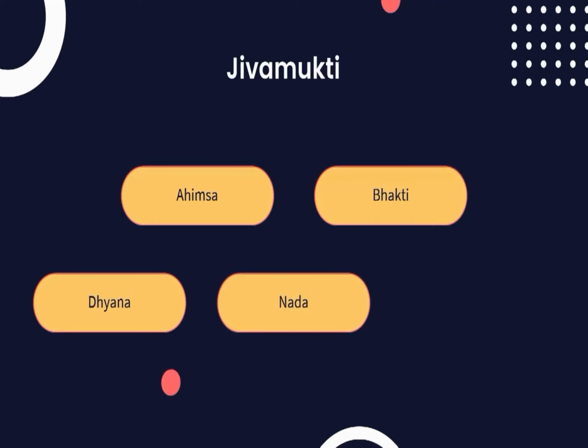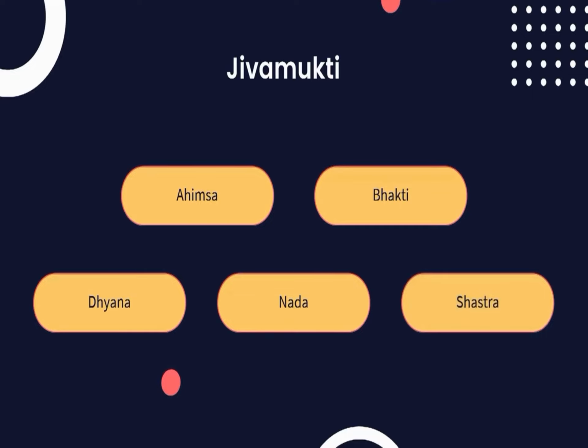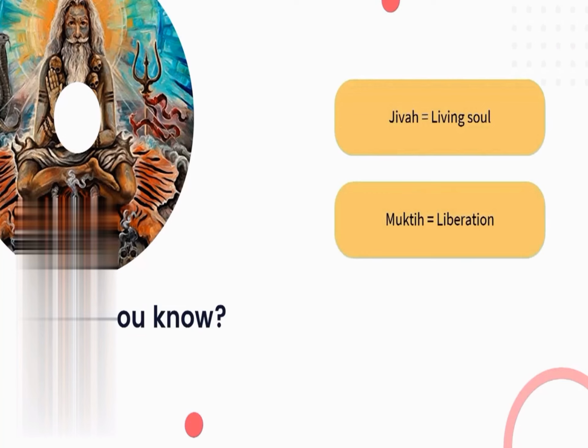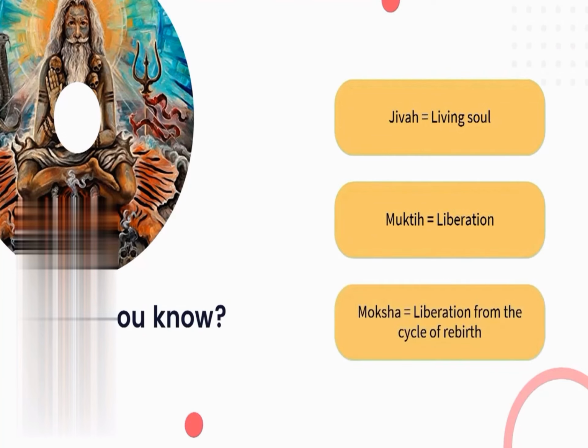Its theoretical and practical aspects are based on the premise that everything that exists, including human beings, consist of sound vibrations, or nada. Shastra, the essential study of ancient texts and teachings accompanied by chanting. Did you know? Jiva stands for the living soul of an individual. Mukti translates into liberation, what most people call moksha, liberation from the cycle of rebirth.